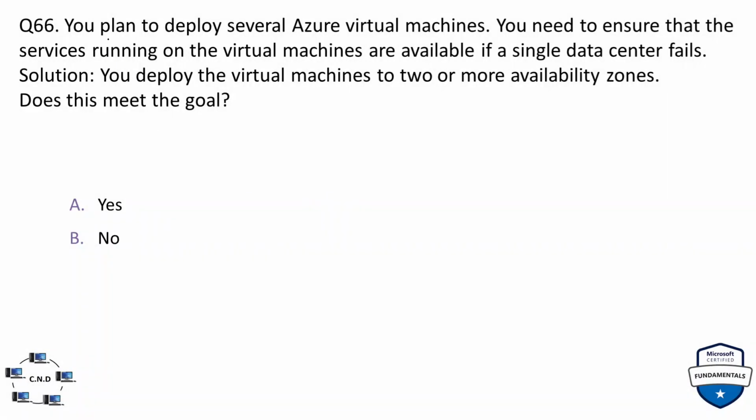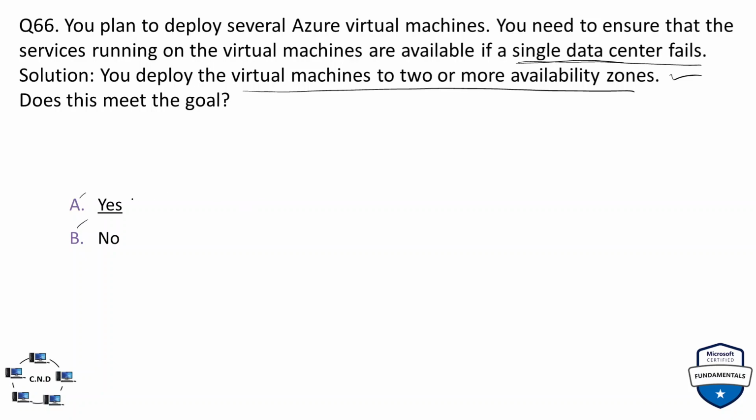Question number 66 is that you plan to deploy several Azure virtual machines. You need to ensure that the services running on the virtual machines are available if a single data center fails. Again, we have a question about high availability. Solution: you deploy the virtual machines across two or more availability zones. Does this meet the goal? And the options are yes or no.